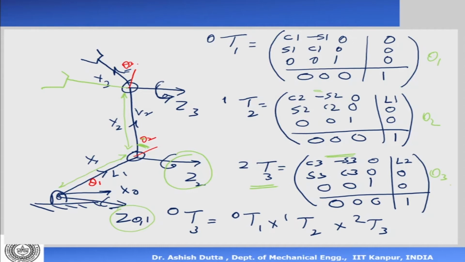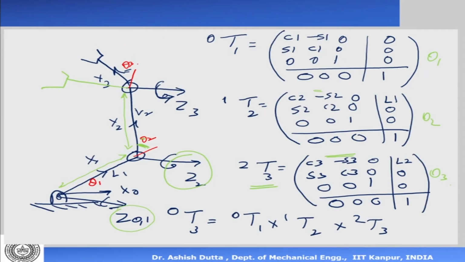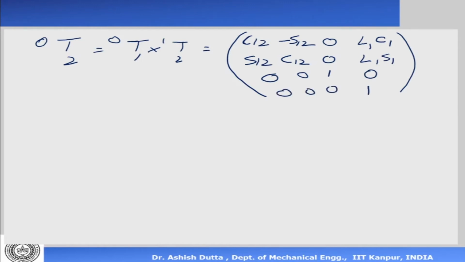When we multiply all of them, I multiply T0 to 2 first, which is equal to T0 to 1 into T1 to 2. Please multiply it out like this. When you multiply, what will we get? Cos theta 1 cos theta 2 minus sin theta 1 sin theta 2. That's the first term. You know how to multiply matrices, right? So if you multiply them out, you get cos 12, minus sin 12, sin 12, cos 12, 0, 0, 1, 0, 0. This is L1 cos 1 and this is L1 sin 1, then 0, 0, 0, 0, 1. You can verify this.